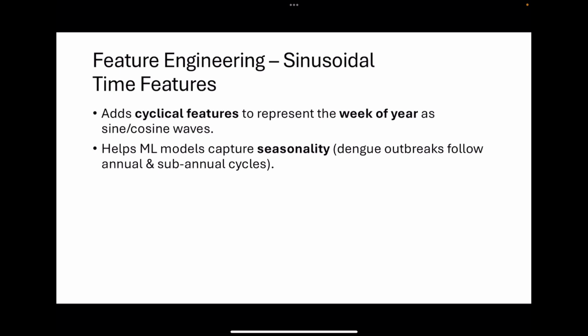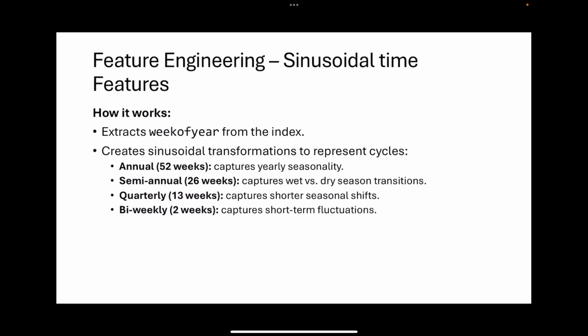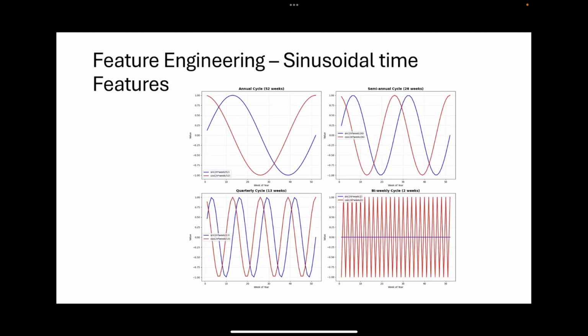We then decided to try the sinusoidal time features. What are sinusoidal time features? It actually just adds cyclic features to represent the week of the year as sine or cosine waves. We did this using the week of the year feature from our dataset, and we created sinusoidal transformations to represent the cycles: annual, semi-annual, quarterly, and bi-weekly. We did sine graphs and cosine graphs for all these 4, so in total we had 8. And these are the results.